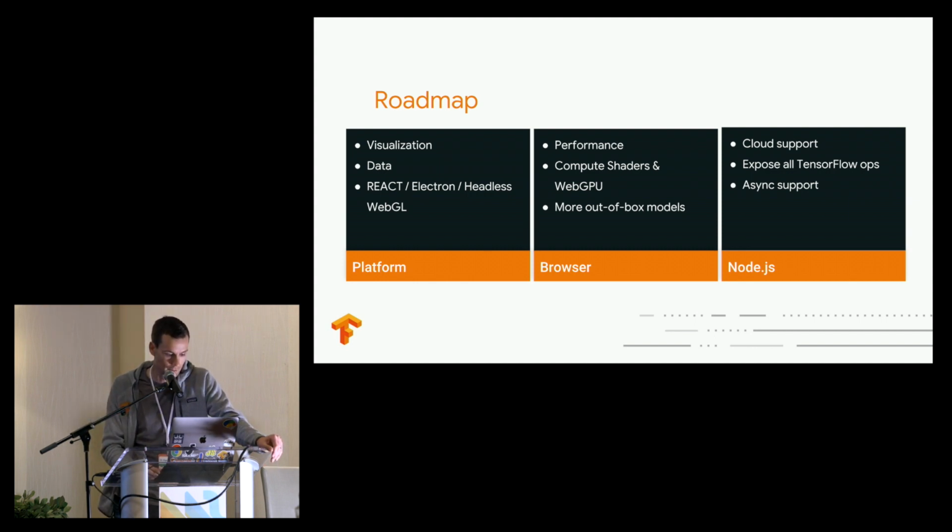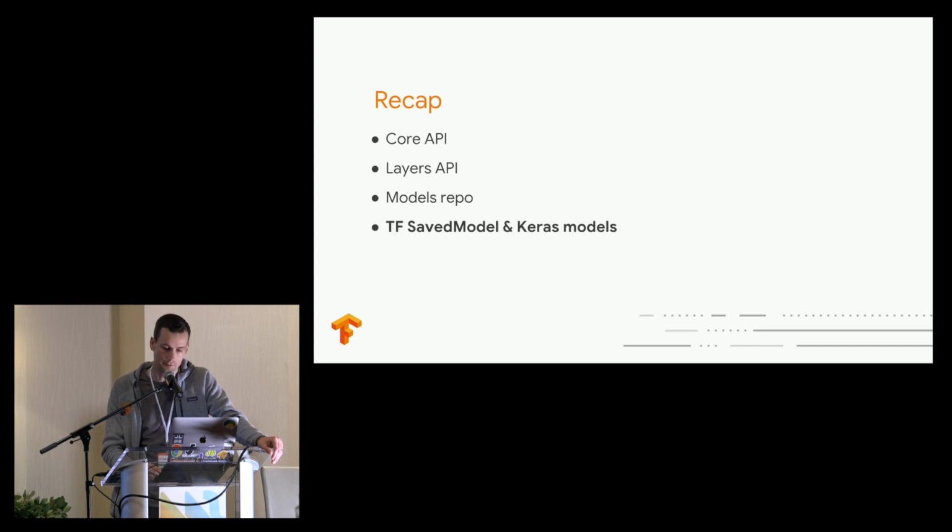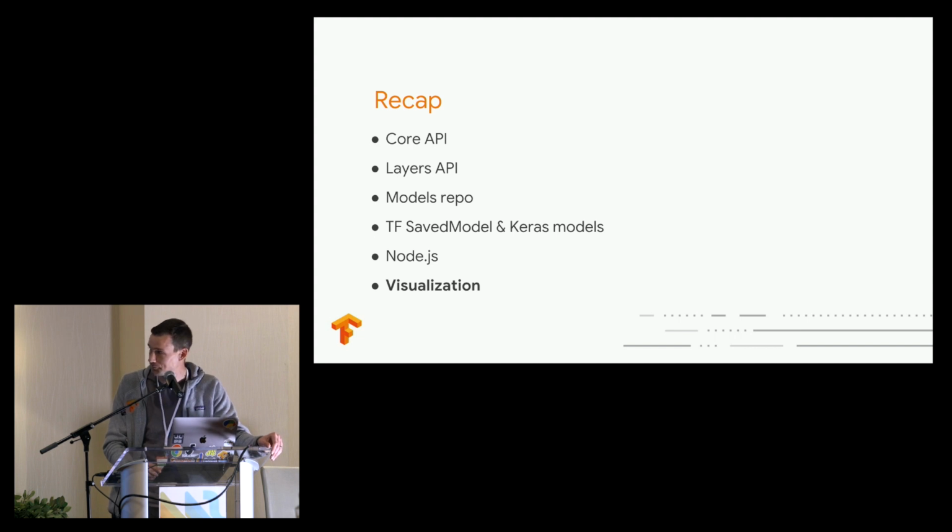And to wrap up, we have our core API that's the in-the-weeds linear algebra library, our Layers or Keras-style API for building models today, our super high-level models repo, the out-of-the-box machine learning models you can use. We support conversion of the TensorFlow SavedModel and Keras models, and our Node.js story. And of course, the Viz library we just launched.